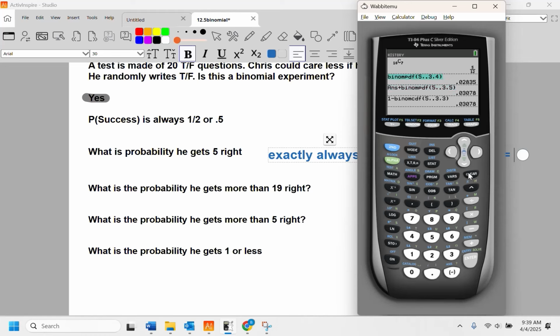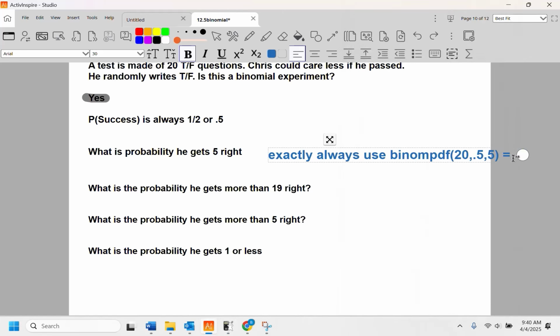Second vars, hit that up arrow till you see binomial probability distribution formula. There were 20 trials. The probability of success was 50%. And we want to know if he gets exactly 5 right. Enter, enter. 0.0148, or 1.48%. Now that's getting exactly 5 right. That's not getting 5 or more.